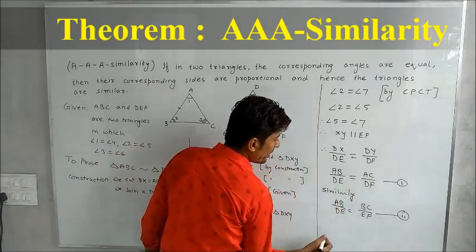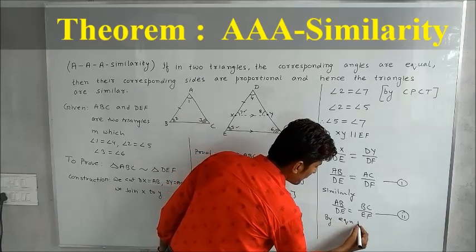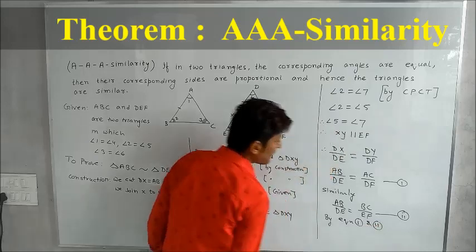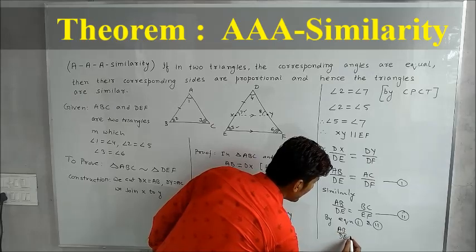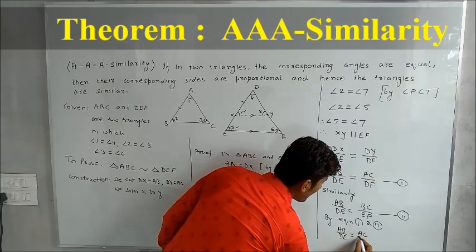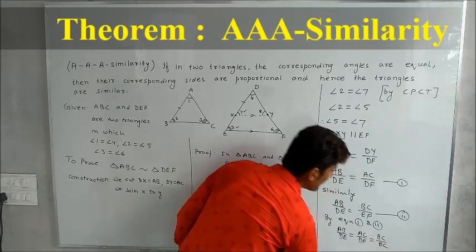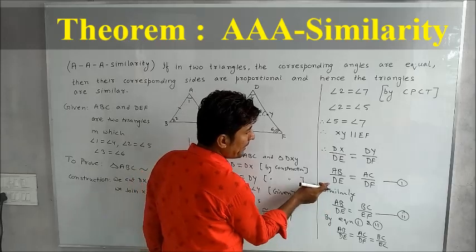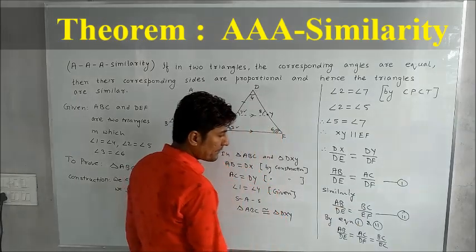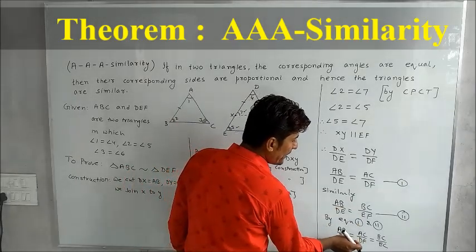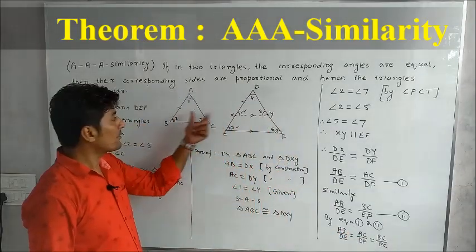So by equation 1 and 2, we can say that AB upon DE is equal to AC upon DF is equal to BC upon EF. If we combine these two equations, AB upon DE equals AC upon DF, and AB upon DE equals BC upon EF. So we can write here AB upon DE equals AC upon DF equals BC upon EF. These three are the ratios of the sides of these two triangles.